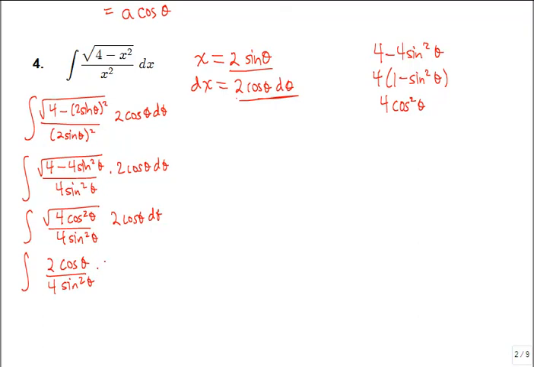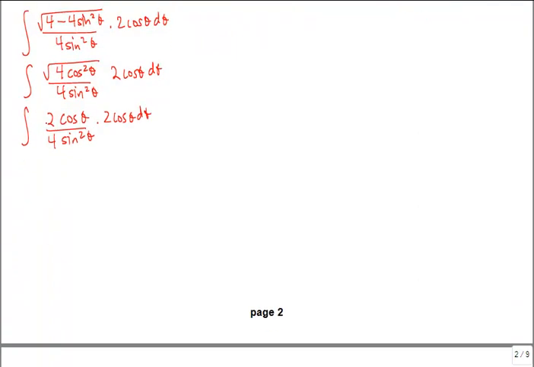And now let's start canceling whatever we can here. So I've got a 2 times a 2 on top, which is going to cancel out that 4 on the bottom. And cosine times cosine is cosine squared theta. Okay, so what we have now is cosine squared theta over sine squared theta d theta. So this is what it's now turned into.